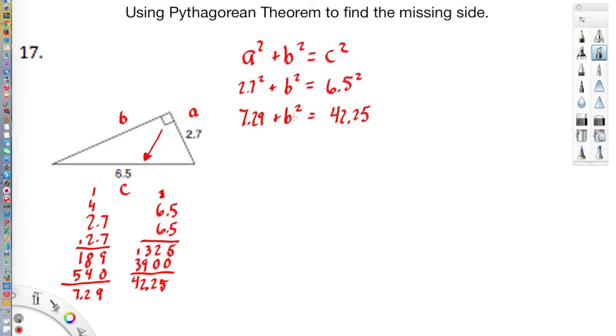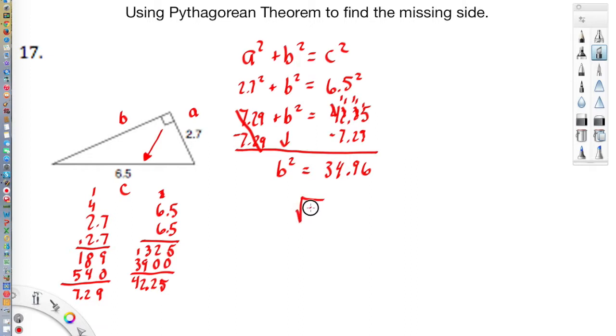Okay, the next step is I want to solve the equation. The first step is isolating the variable, and the first inverse operation would be minus 7.29, and what I do to one side I have to do to the other side. That cancels that out. I bring down my b squared is equal to, I've got to do some regrouping here. 15 minus 9 is 6. Got to do a little more regrouping. 11 minus 2 is 9. More regrouping. 11 minus 7 is 4. Bring my 3 down. So b squared is equal to 34.96, which is not a perfect square.